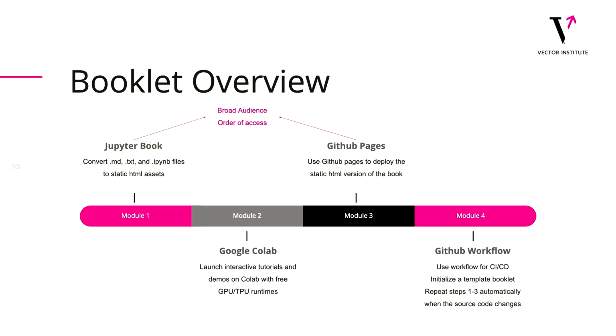So modules 1 and 3 ensure that we can work with a broad audience and ensure the clear order of access. The Google Colab is providing the runtime requirements that we have, and the workflow is just taking care of the CI/CD.